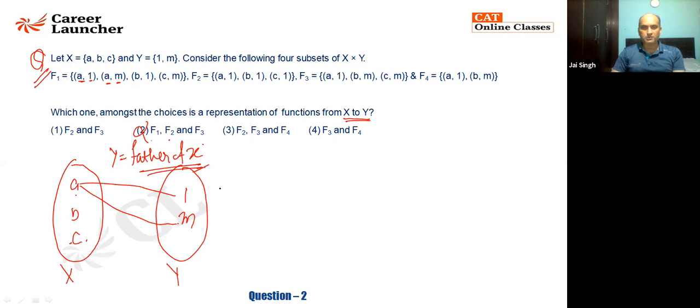Y is father of X. How can a child have multiple fathers? I hope it is clear. The second is not the answer. Fine. So wherever F1 is there, that will not be your answer. Let's come to the second one.